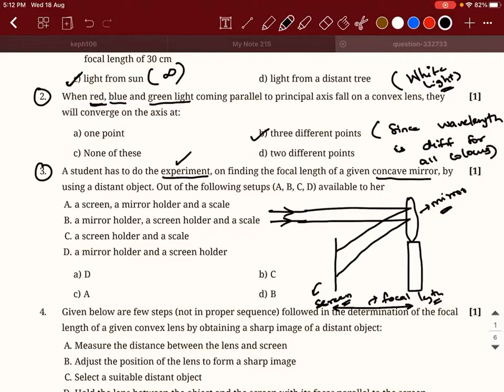You will use a screen, mirror holder, and a scale, or you use only a mirror holder, screen holder, and a scale. So what is the order in which you will place it? Sir, holder and screen. Yes.